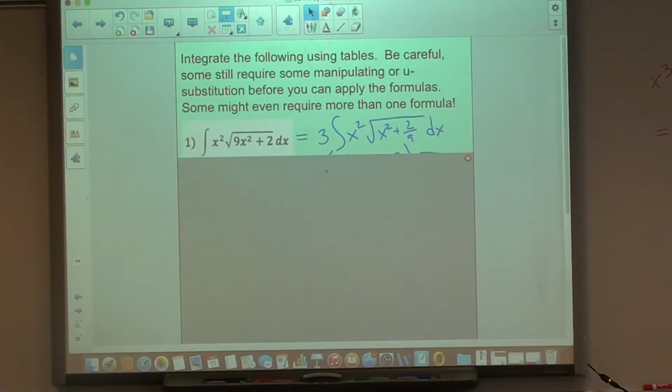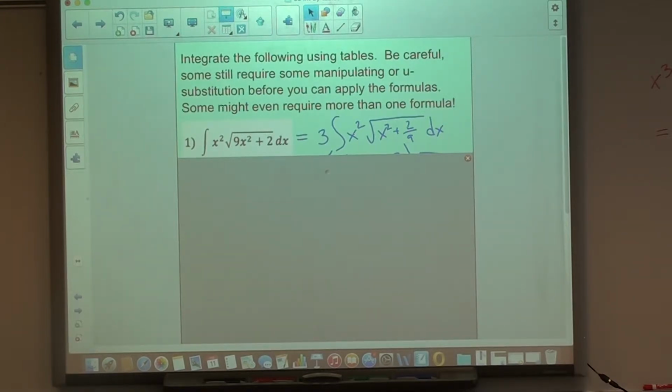I think it's number 27. Yeah, 27. Oh, there it is. I got it already. Wait, you're zooming out. What is u?